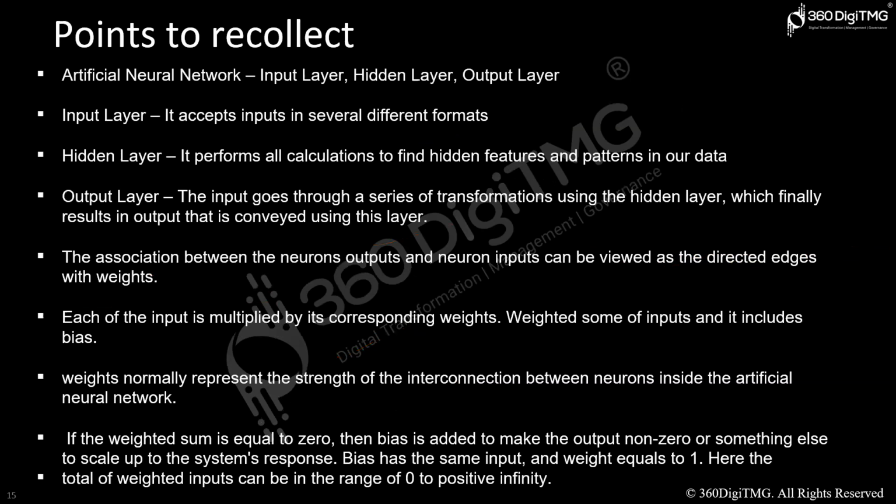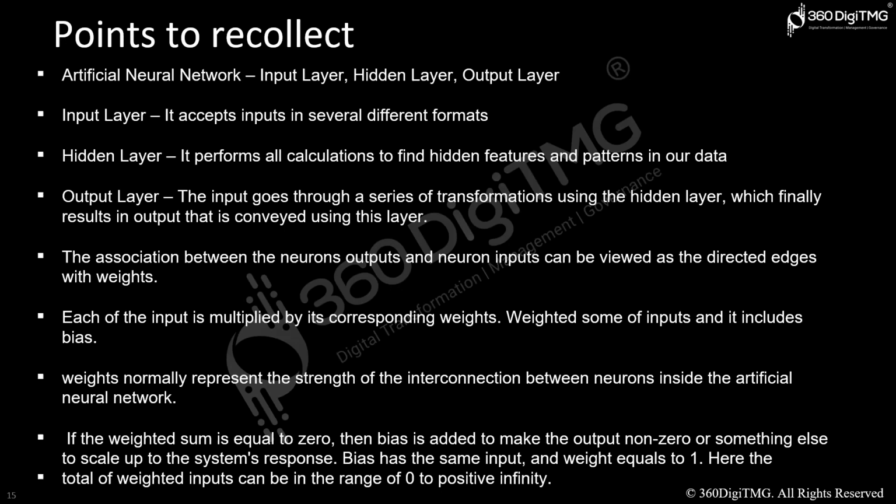And artificial neural networks have three types of layers. That is the input layer, hidden layer, and an output layer. In the input layer, it accepts inputs in several different formats. In the hidden layer, it performs all calculations to find hidden features and patterns in our data. In the output layer, the input goes through a series of transformations using the hidden layer, which finally results in an output that is conveyed using this layer.